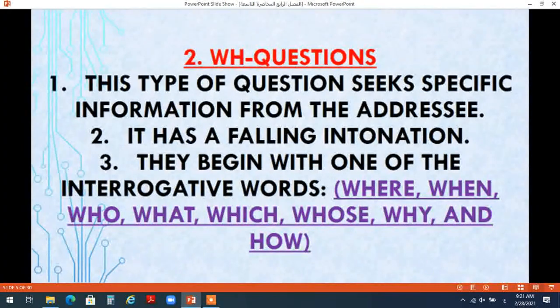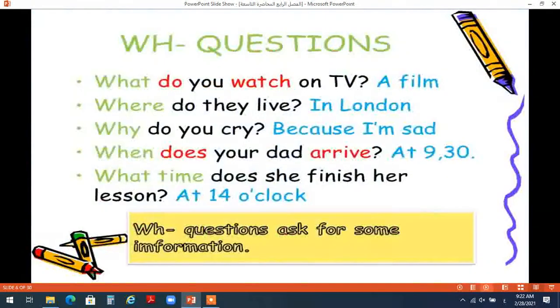The third feature which characterizes WH questions is that they begin with one of the interrogative words, as we have already mentioned. These interrogative words are called WH words. They include words like where, when, who, what, which, whose, why, and how. As we have already said, WH questions require specific information as an answer.